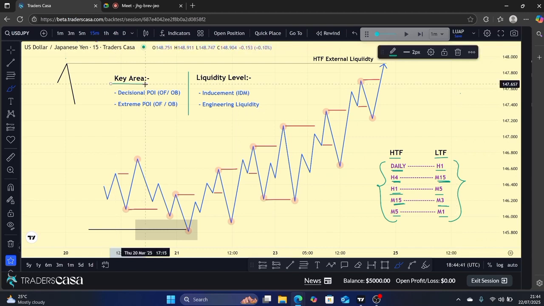By a key area, like we have talked before, we talked about the entry modules. You all remember them: the decisional POI mitigation, the extreme POI mitigation. And by POI, it can either be an order flow or an order block. We all know that it just depends on what the trading range gives. And of course, now the liquidity levels, which is either the inducement or the engineering liquidity.